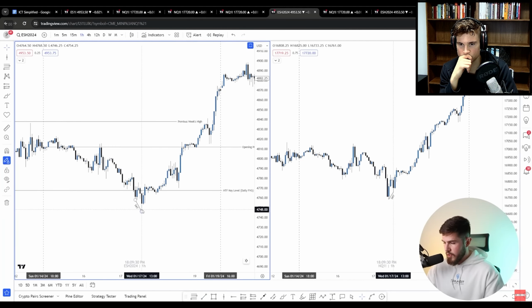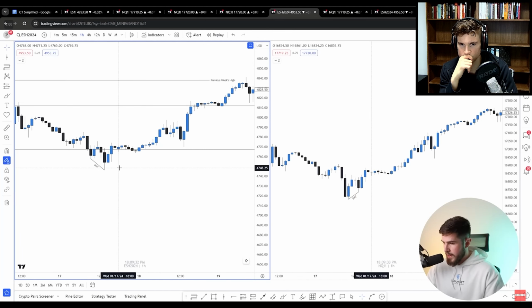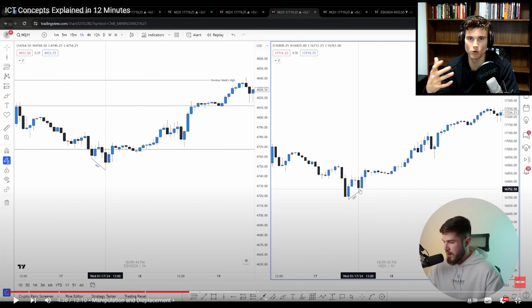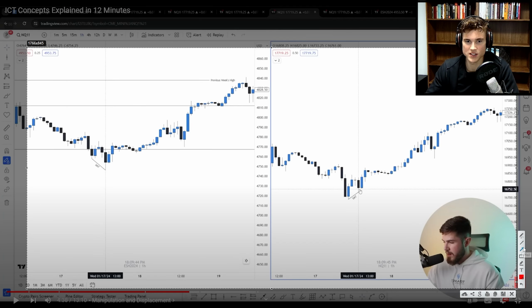So SMT divergence is whenever assets that are correlating aren't correlating, right? So for example, the S&P, which is what we have on the left, and the NASDAQ, which is what we have on the right, they should be making the same structure. But you see here in this example, ES made a lower low while NASDAQ made a higher high.